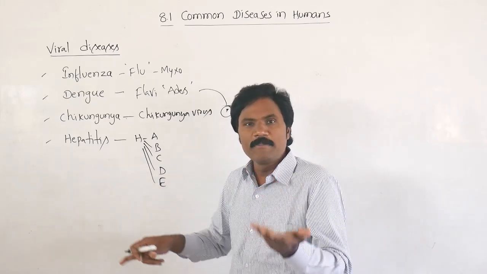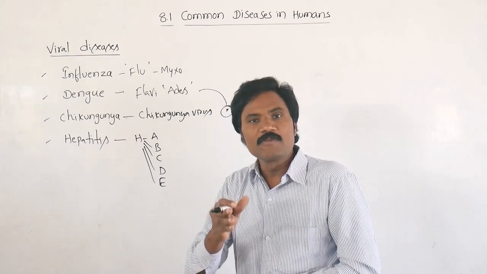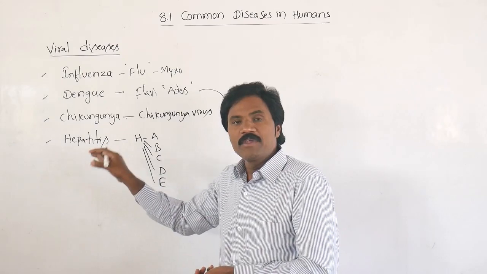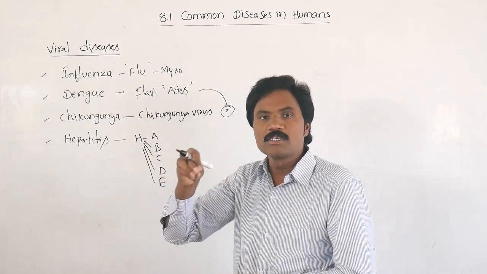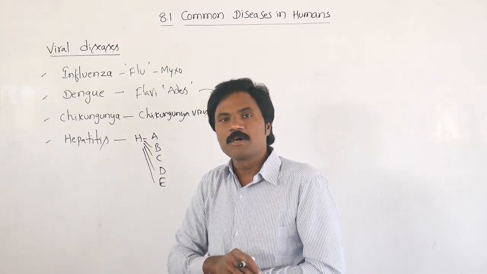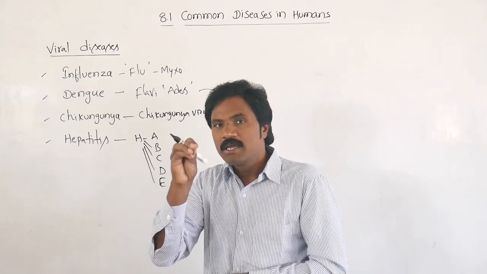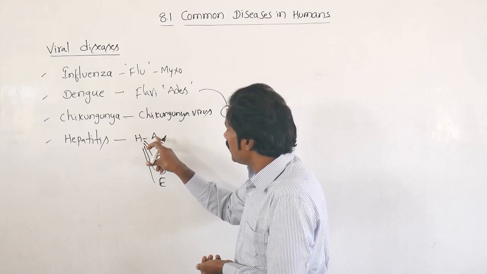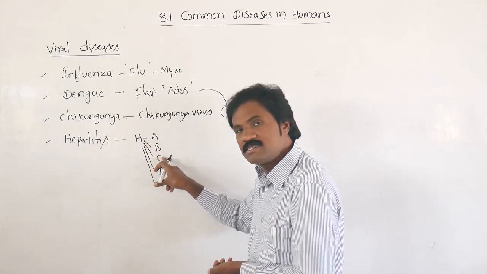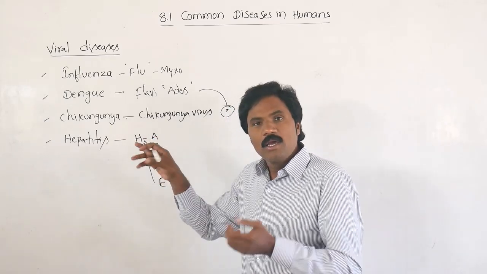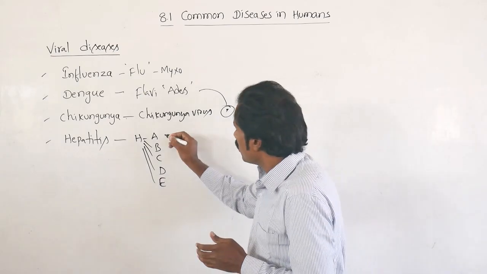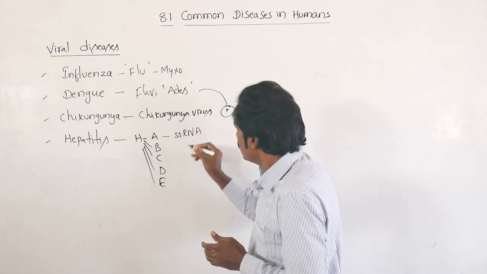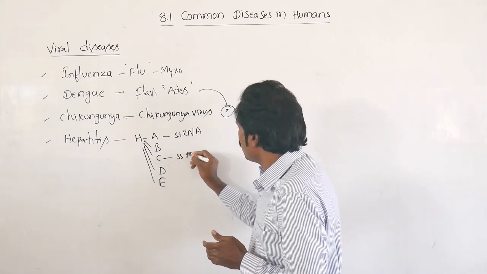Already you know the major function of the liver: it helps in emulsification of fats. If it is abnormal, the digestion and absorption of fat may not take place completely. Then hepatitis A virus, hepatitis B, hepatitis C, hepatitis D. Normally hepatitis A virus is a single-stranded RNA virus. All are single-stranded RNA.